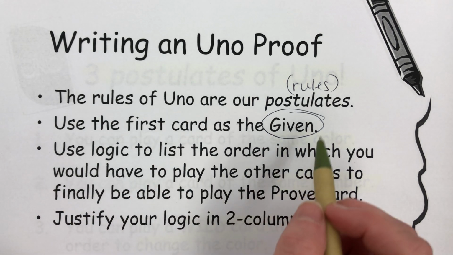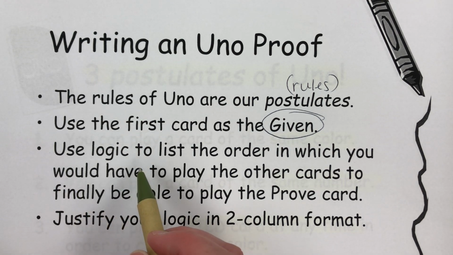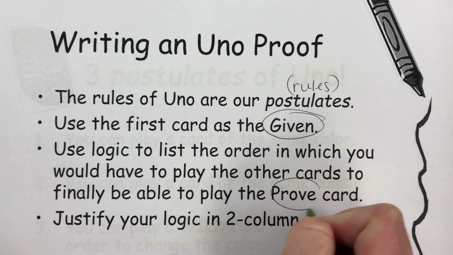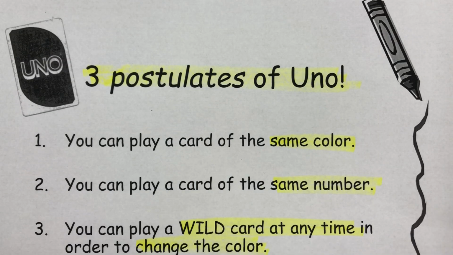And I'll show you what that means. I know that doesn't make sense yet. Use the first card as what's called the given. Use logic, so what we know, how we know the game works, to list the order in which you would play the other cards to finally be able to get to the prove card. Justify your logic in a 2-column format. Okay, so I'll get to that in just a second.